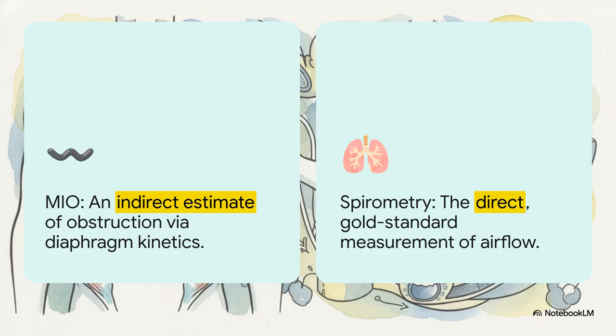So if you remember one thing, it's this distinction. MIO gives us a fantastic indirect estimate of obstruction by looking at its effect on the diaphragm. Spirometry is the direct measurement of the airflow itself. To put it simply, MIO is a screening test, spirometry is the diagnostic test.